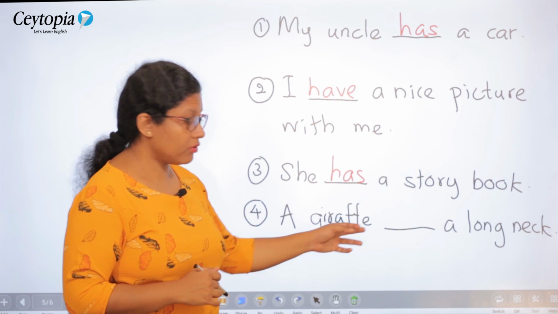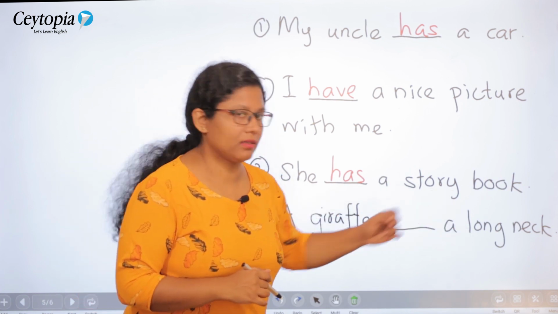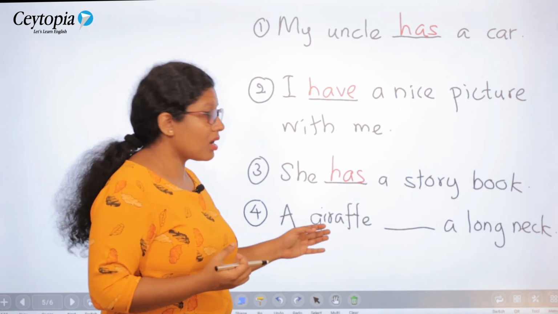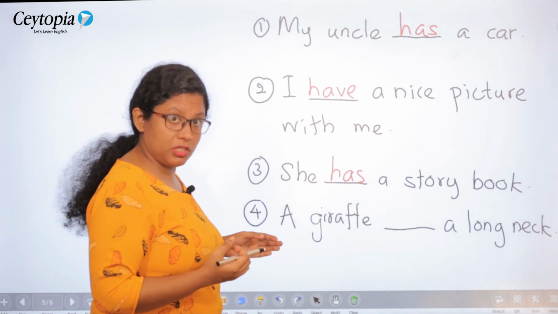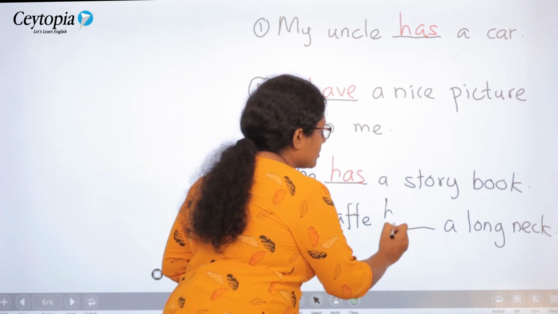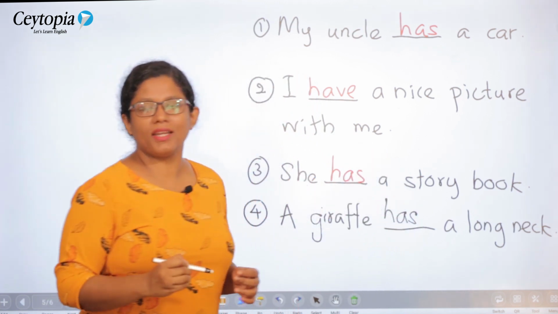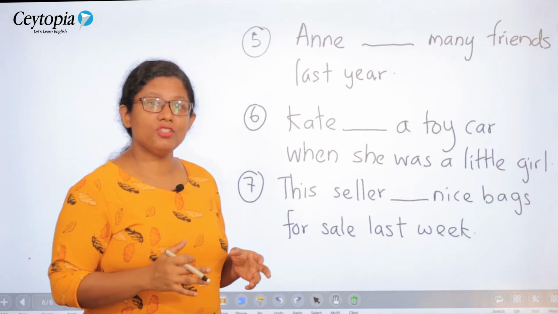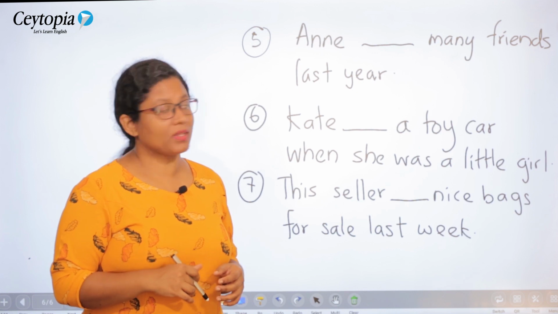A giraffe blank a long neck. Now here you can see we are talking about a fact. A giraffe, the subject is also a singular subject. A giraffe has a long neck. Right. Few more examples, and this time I want you to use the past tense verb form.